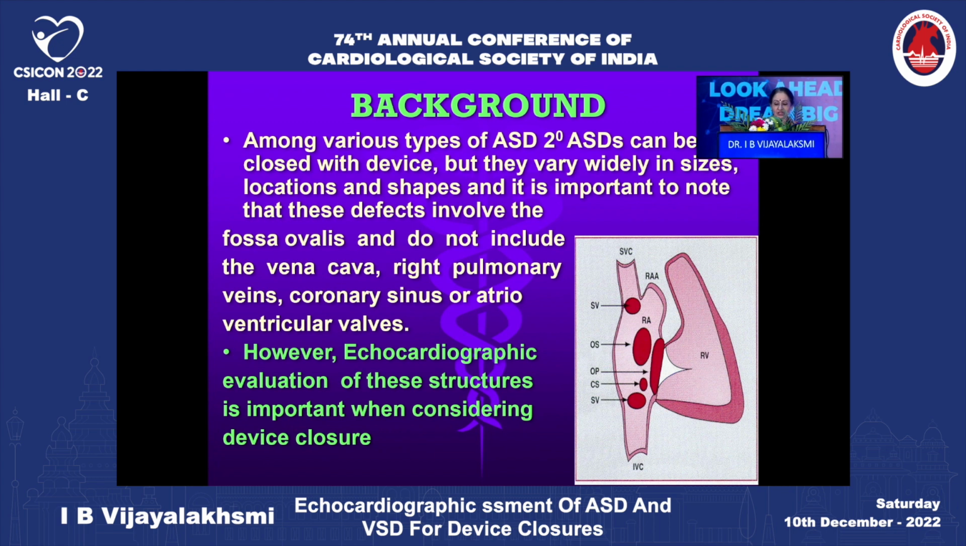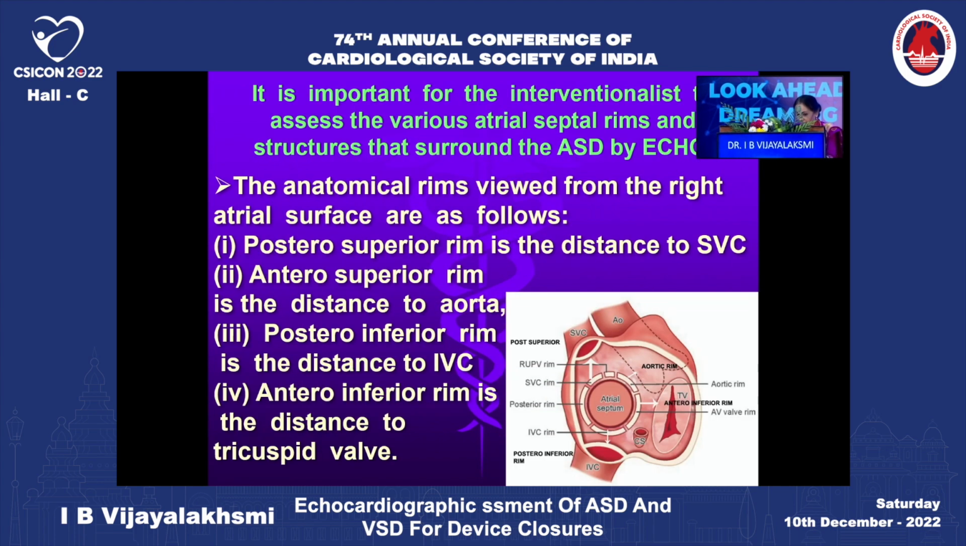So among the various types of ASDs, only the ostium secundum ASD is amenable for device closure, and sometimes this sinus venosus type also. But this is how they look. For this, we have to assess the anatomical rims viewed from the right atrial surface: the posterior-superior and anterior-superior rims, and the posterior-inferior and anterior-inferior rims are measured.